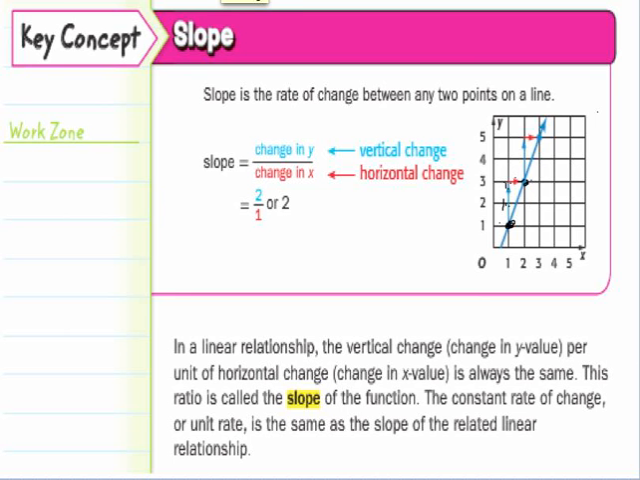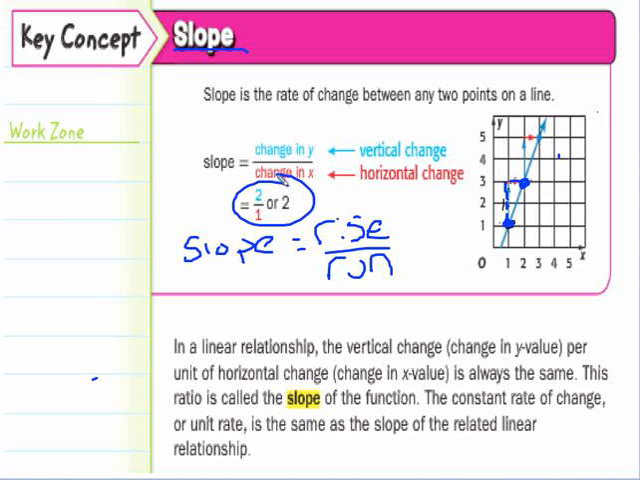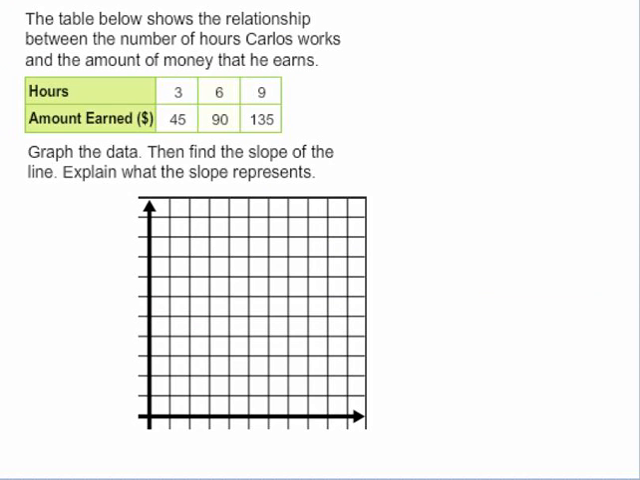Just a quick review and reminder that slope is the rate of change between 2 points on a line. It's the change in y over the change in x, better known as the rise over the run for any line that is graphed. In this particular graph, if I were to choose 2 points, the slope would be the rise, which is 2 boxes, over the run, which is 1 box, giving us this slope over here. Okay, there we go. Let's keep moving.